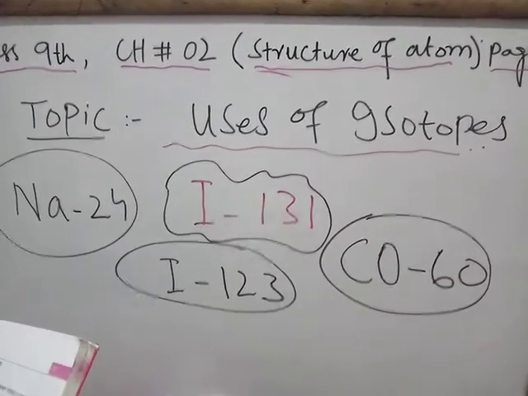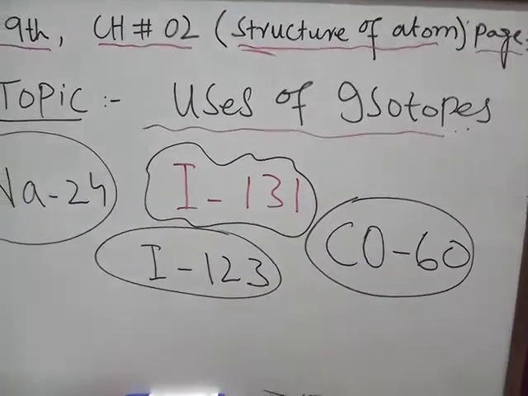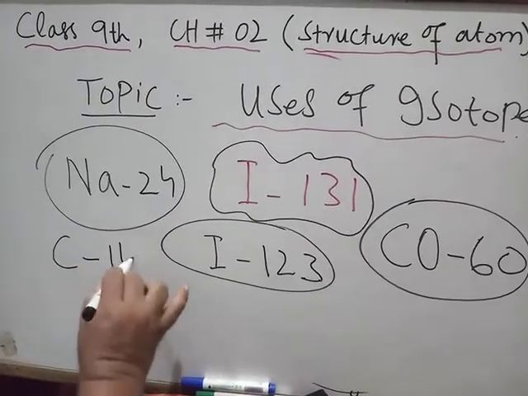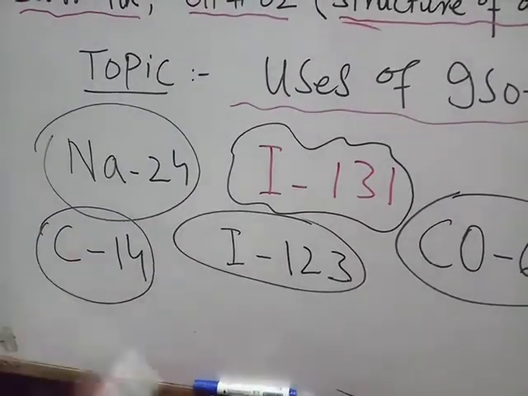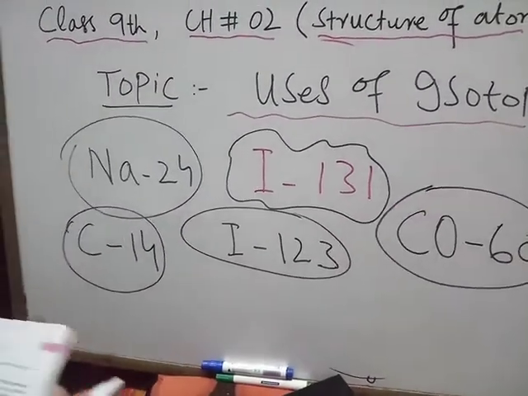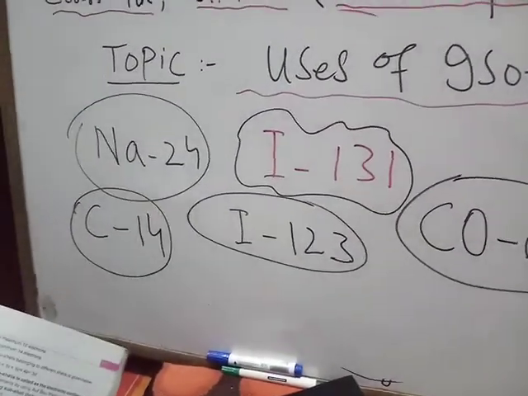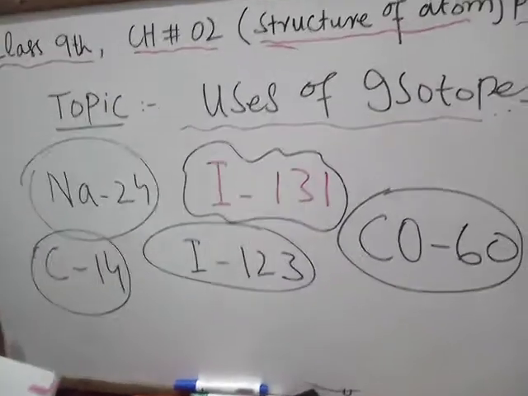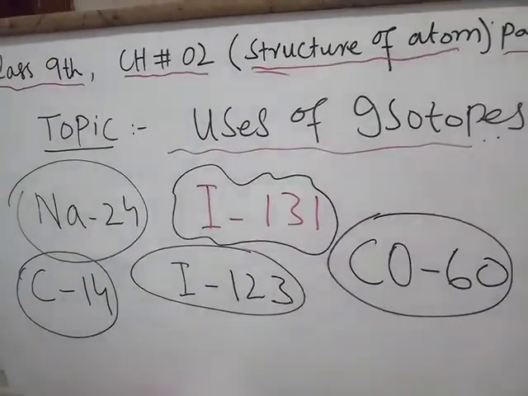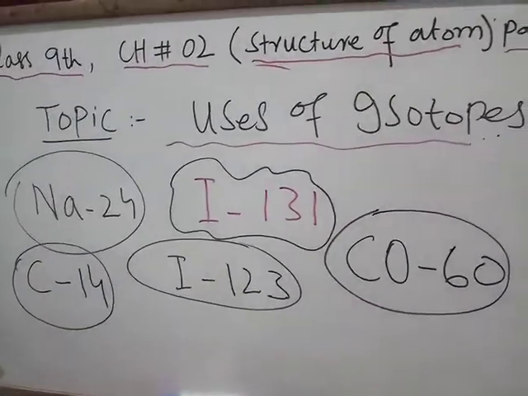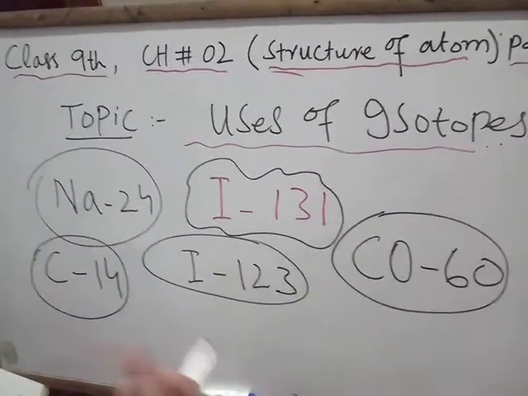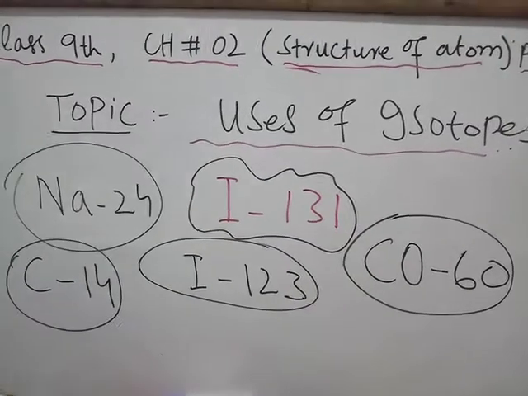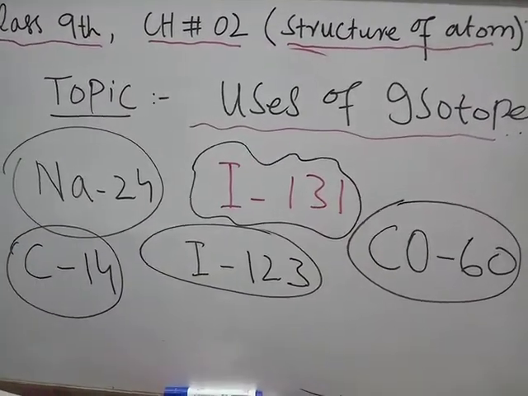The fifth use of isotope is carbon 14. Remember that carbon 14 is very, very important. This is a radioactive isotope of carbon, and it is also used to trace the path of photosynthesis, how the mechanism of photosynthesis takes place. It is used to study it.